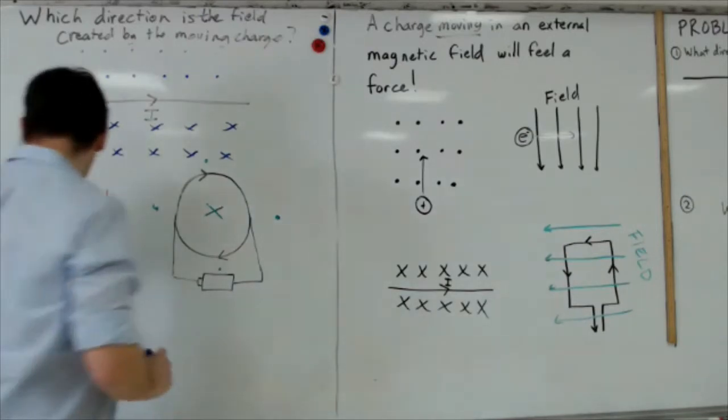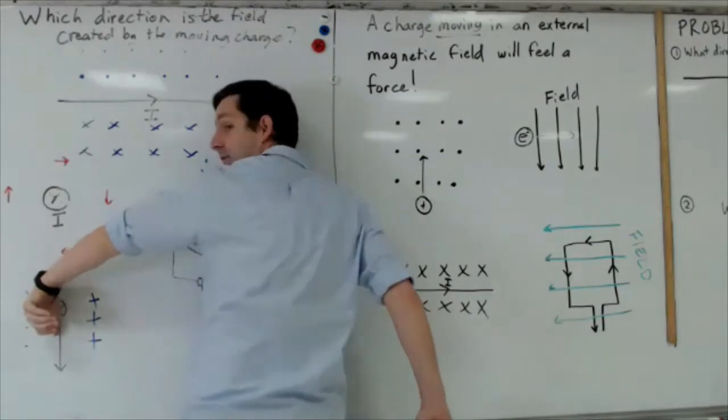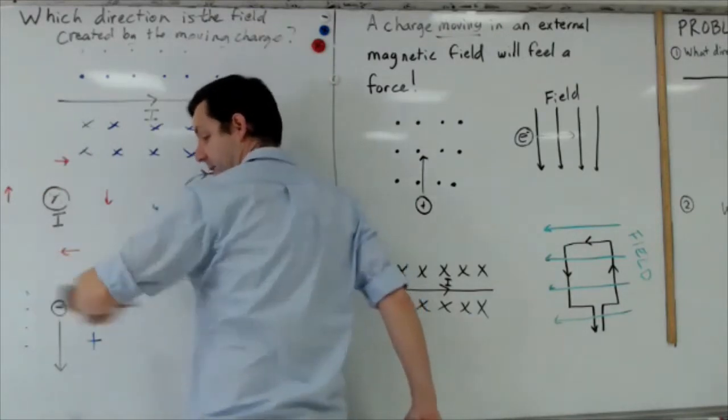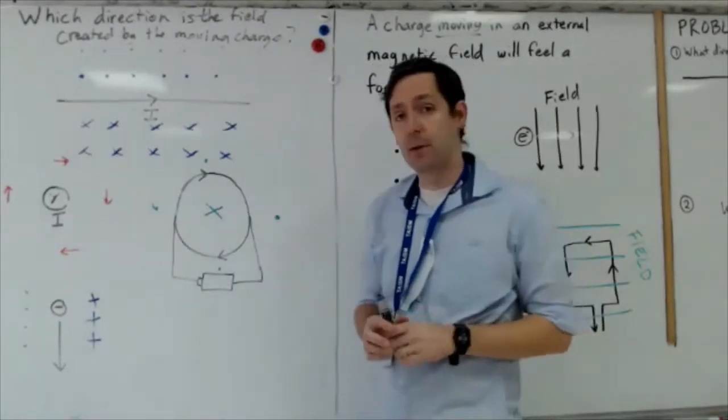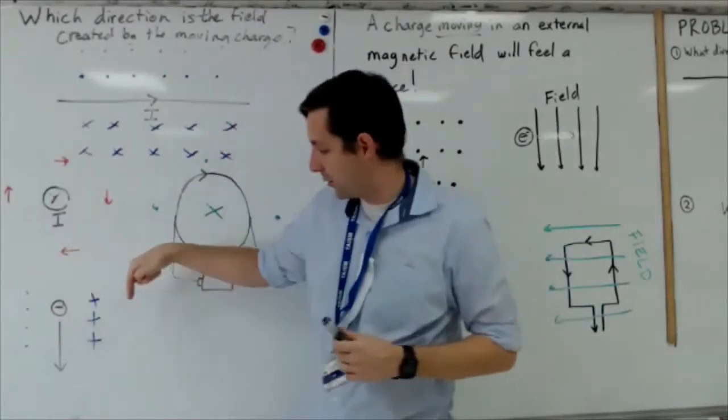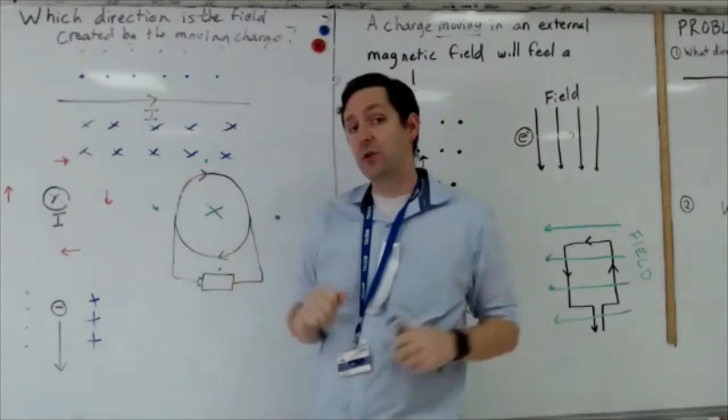And then if I wanted to, I could do something like this. And you can see that in front, the magnetic field would be pointing over to the right. Now I can't really demonstrate it on my board, but get that idea that it's going around the particle like that.